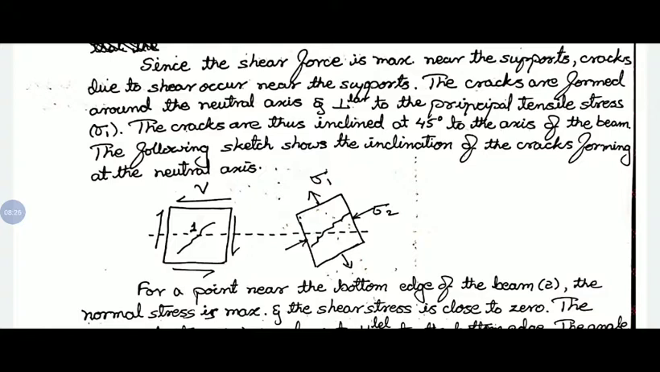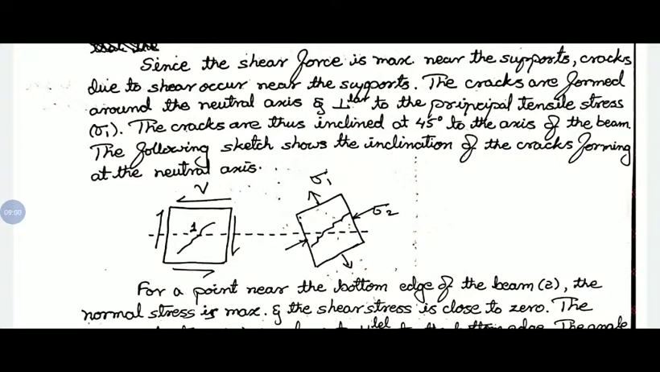So for that, the cracks developed will be along the compressive stresses, that is sigma 2. That means it is perpendicular to sigma 1. The cracks are thus inclined at 45 degrees to the axis of the beam. Again, sigma 1 is inclined at 45 degrees to the axis, and cracks are perpendicular to that axis of stresses. So obviously the cracks will be inclined at 45 degrees to the axis of the beam.